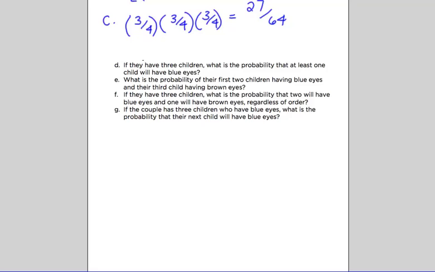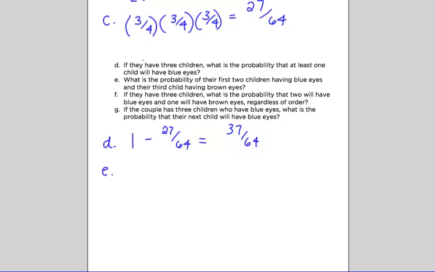So if you're wanting to know the probability of at least one child having blue eyes, basically that's all of the outcomes that could be produced except the outcome in Part C where none of them have blue eyes. So for Part D, the easiest way to do this is to do 1, which would be 100% probability, minus the probability that none will have blue eyes, which is what we got in Part C. And if you do that, you get 37 over 64. So that is the probability that at least one child will have blue eyes. It could be 1, 2, or 3 children having the blue eyes.